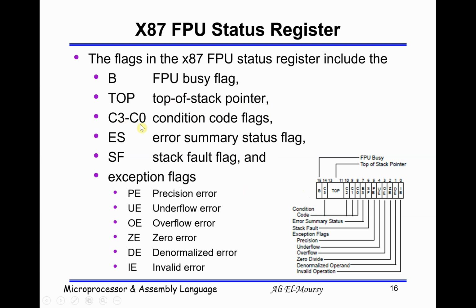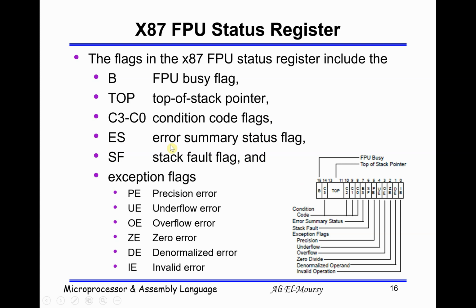The next 4 flags are the 4 condition flags. These are C0, C1, C2, C3, and those are basically condition code flags that are responsible for controlling the conditional jump instructions, similar to the bits that we discussed for the conditional jumps for the x86. We have the zero flag, the sign flag, the overflow flag, the carry flag. So it is to control the conditional jump instructions for the floating point instructions.